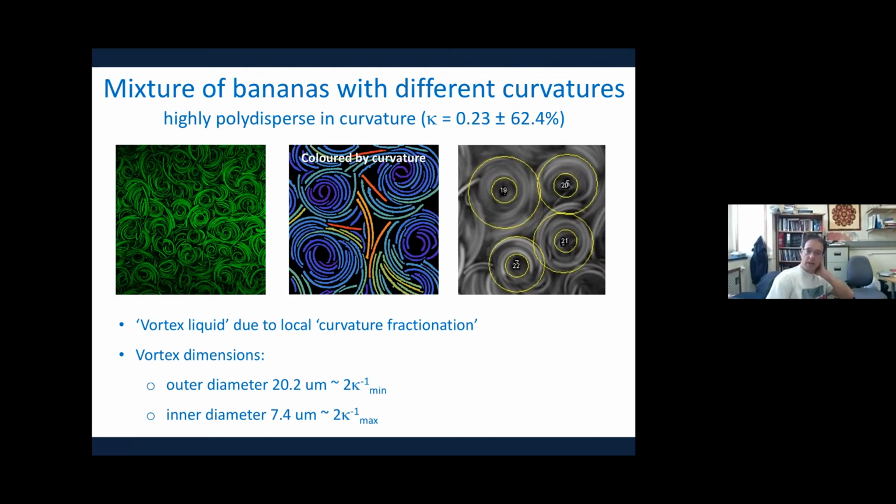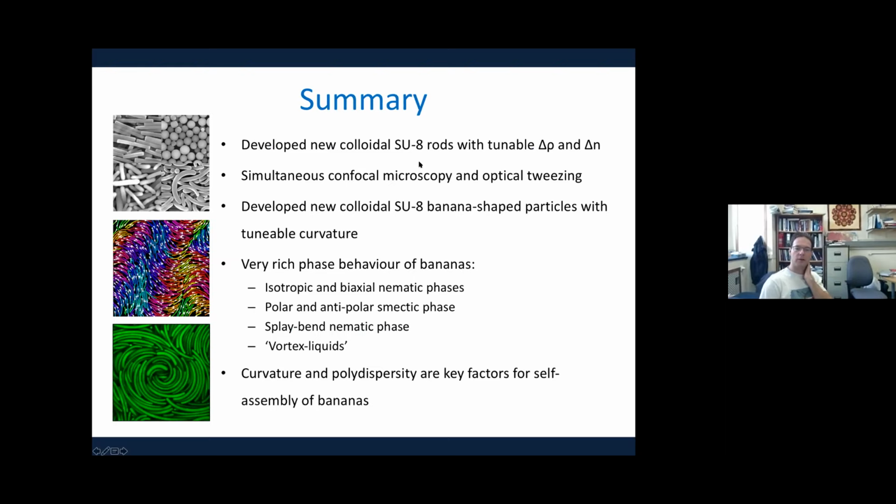So I've shown you that we developed a new colloidal rod system with tunable and matchable mass densities and refractive index contrast. With these systems, we could do simultaneous confocal microscopy and optical tweezing, which then immediately also means that we can do the same with our newly developed colloidal bananas, right? Because we can do it with the rods. The bananas are made of the same system.